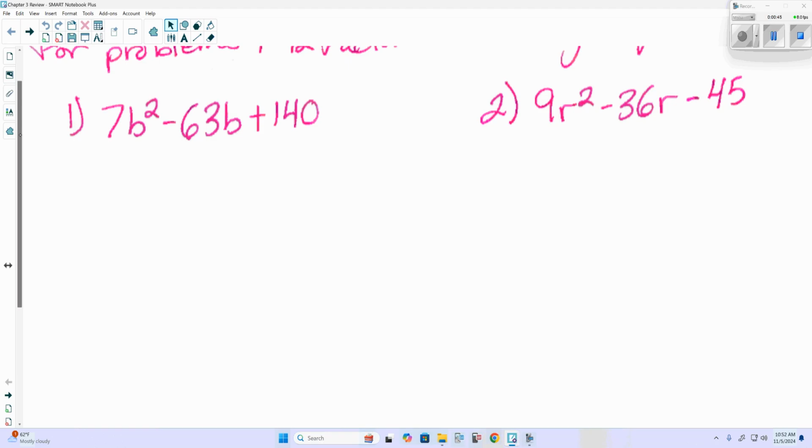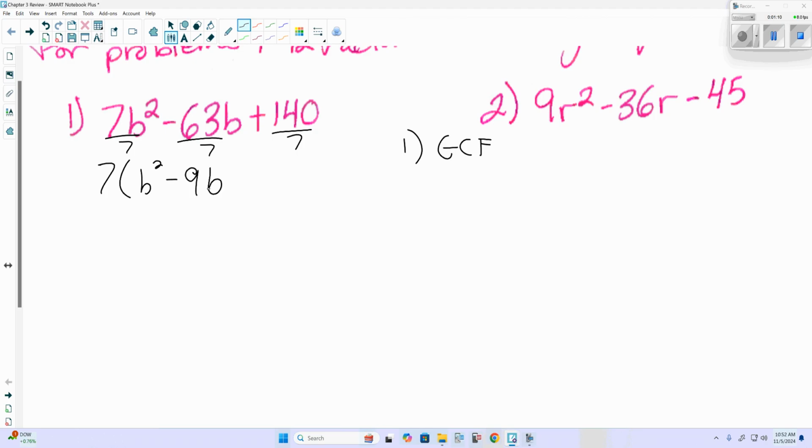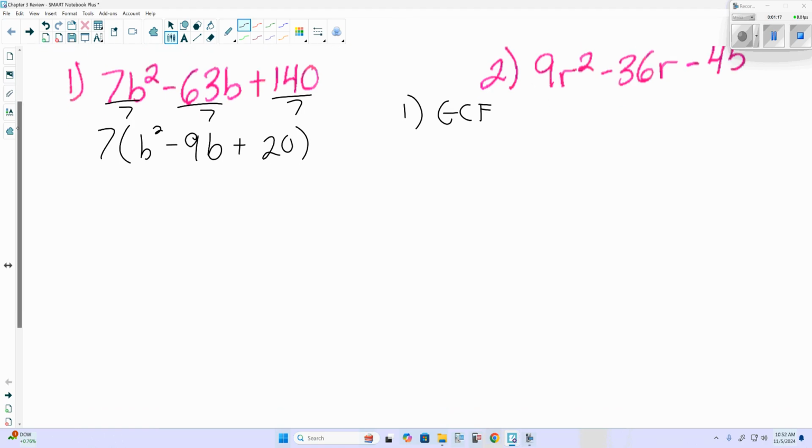The first step in factoring is to find the what? The greatest common factor across these 3 terms. And for this one, the greatest common factor is 7. So what we're going to do is divide each term by 7. Our 7b squared is going to become b squared, minus 63 divided by 7 is going to become 9b, plus 140 divided by 7 is going to become 20.